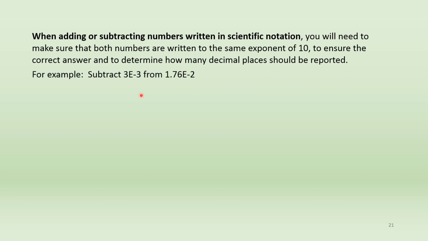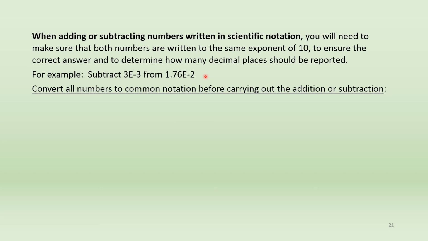So for example, if we were asked to subtract 3 e-3 from 1.76 e-2, we could do it by, say, converting all the numbers to common notation before we carry out addition or subtraction. So I could write 3e-3 as 0.003, because I would move the decimal over 3 places to the left. And then I could convert 1.76e-2 to 0.0176. Now these are both in common notation. Now I can subtract them.